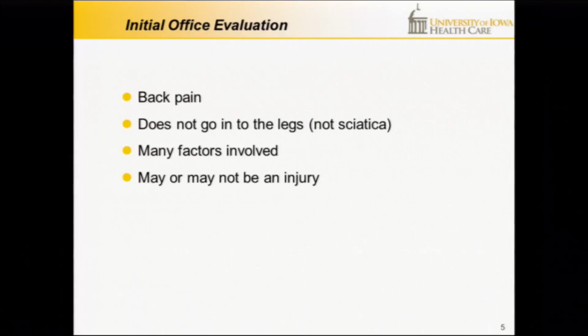So the initial office evaluation for somebody with back pain, with pain that does not go into the legs, in other words, they are not having sciatica. And there are many factors involved that can lead to their back symptoms. And there may or may not be an injury associated with it.